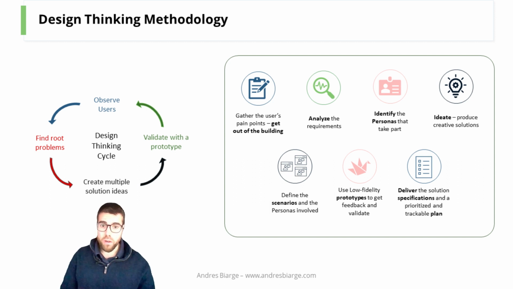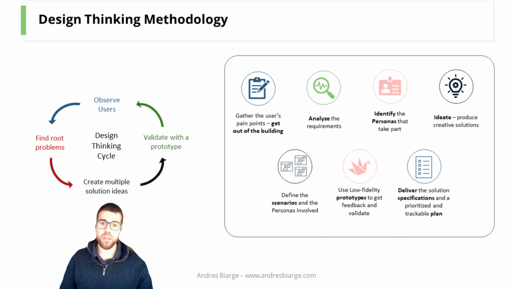So the way it works is an iterative process. It's a lean or agile process where we go again and again until we get things right. And what we do is these 4 steps that you see here in the design thinking cycle: observe the users, find the root problems, create multiple solution ideas, and validate with a prototype. This is on a high level what we do again and again until we are sure enough that what we're going to deliver makes sense.